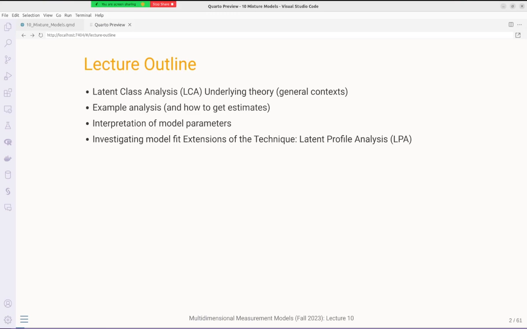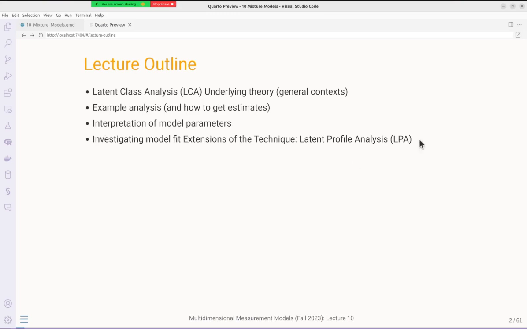But because they're somewhat smaller in terms of parameters, I find that they're a lot easier to understand and a good starting point. So I'm going to teach you the latent class analysis type, and then we're going to generalize it to the mixture model. And from the mixture model, you can actually go a different direction.